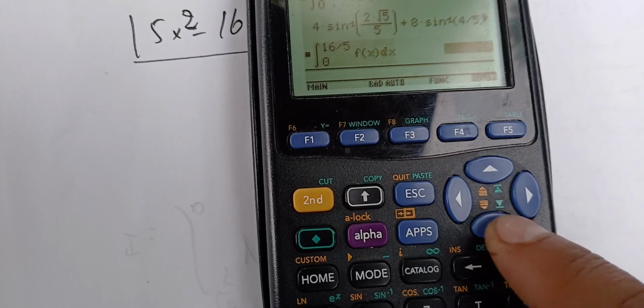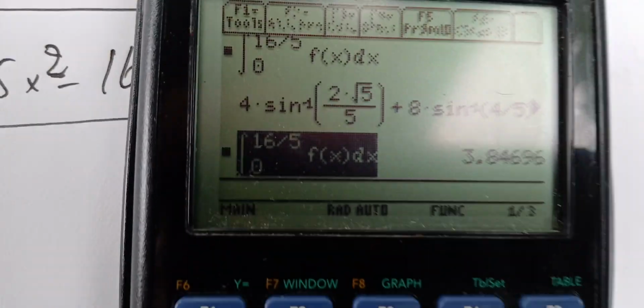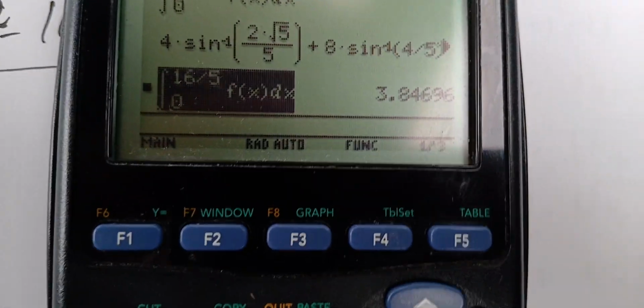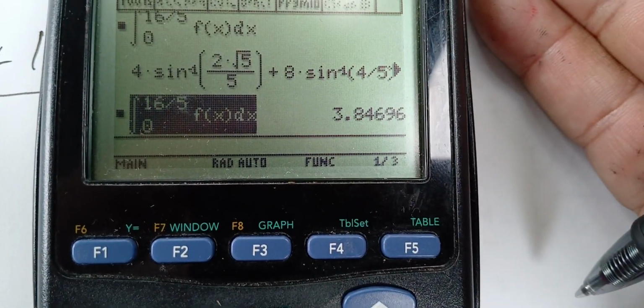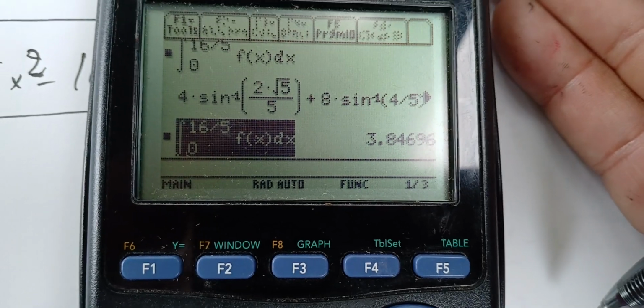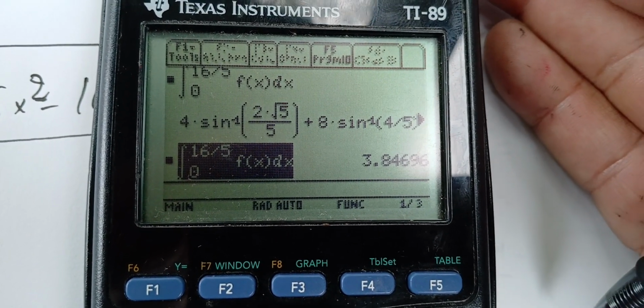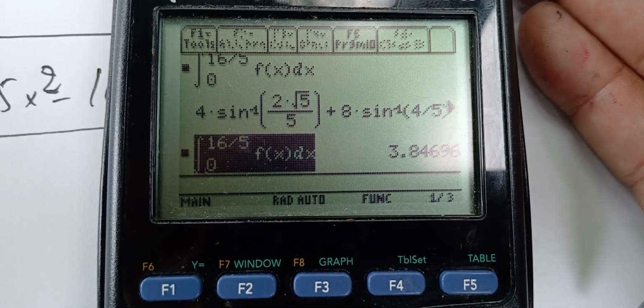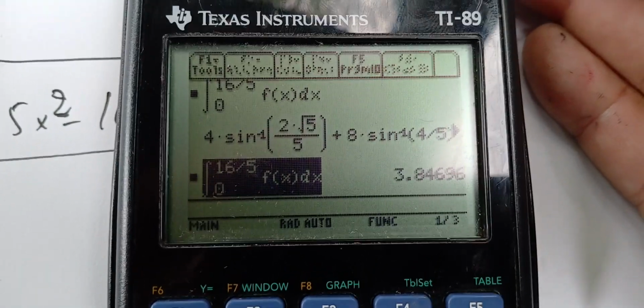Let me go down. So this is the area, so I integrated, and this is the area that I get: 3.84696. It's close to the one that Mind Your Decision gets. Here you see the arcsine. I don't want to give you the details.